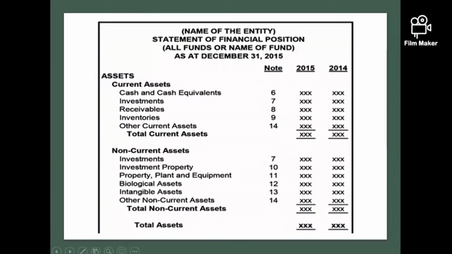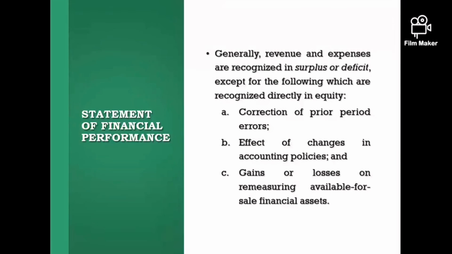Next natin is the statement of financial performance. Generally, revenue and expenses are recognized in surplus or deficit. Ibig sabihin, P&L. Yung mga income and expense, they are recognized in P&L. Except for the following. Saan daw sila nare-recognize? Directly in equity. A. Correction of prior period errors.